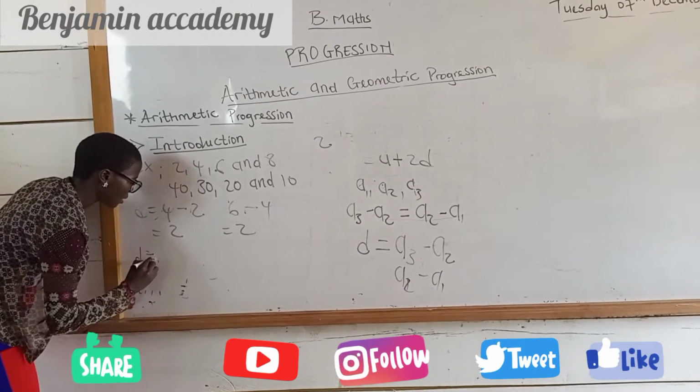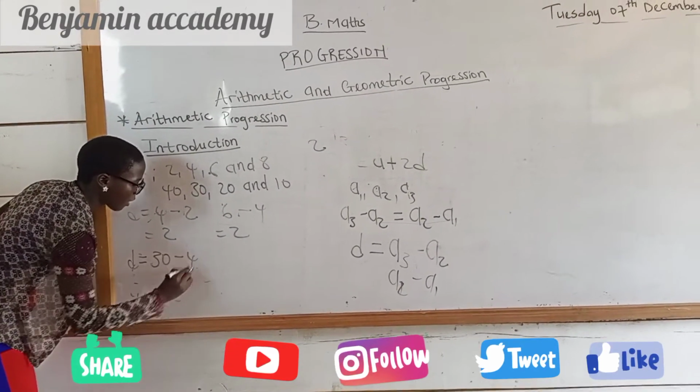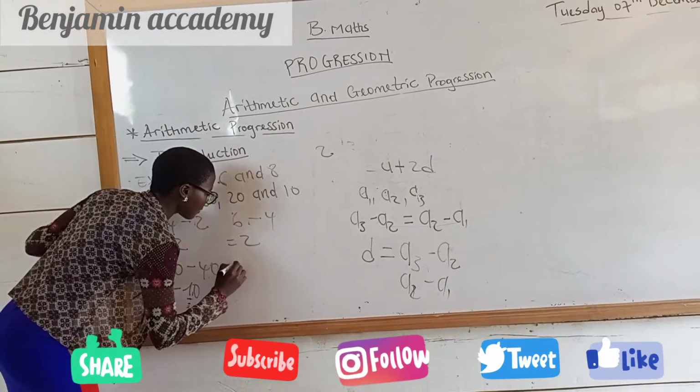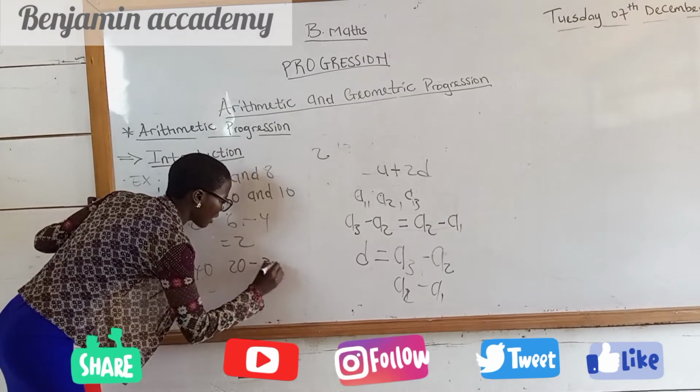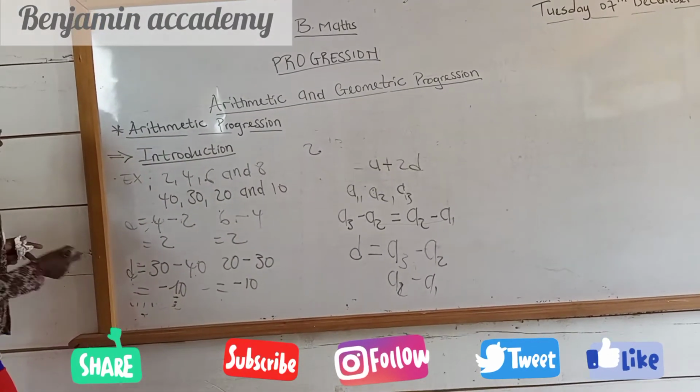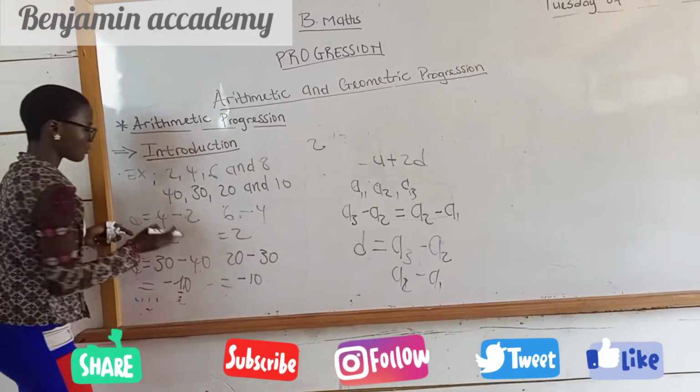From the second progression, to obtain our common difference, it is 30 minus 40, which is equal to negative 10, and it is the same as 20 minus 30, which is equal to negative 10. You can see your answer here is negative and here it is positive.